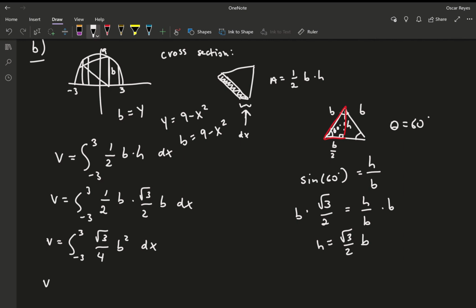So if we plug that in, the volume is the integral between -3 to 3 of square root of 3 over 4, and we know what our b is, which is 9 minus x squared, squared, with respect to dx. The only variable we have in there now is our x. So we just plug this into the calculator, and our volume comes out to be 112.24.